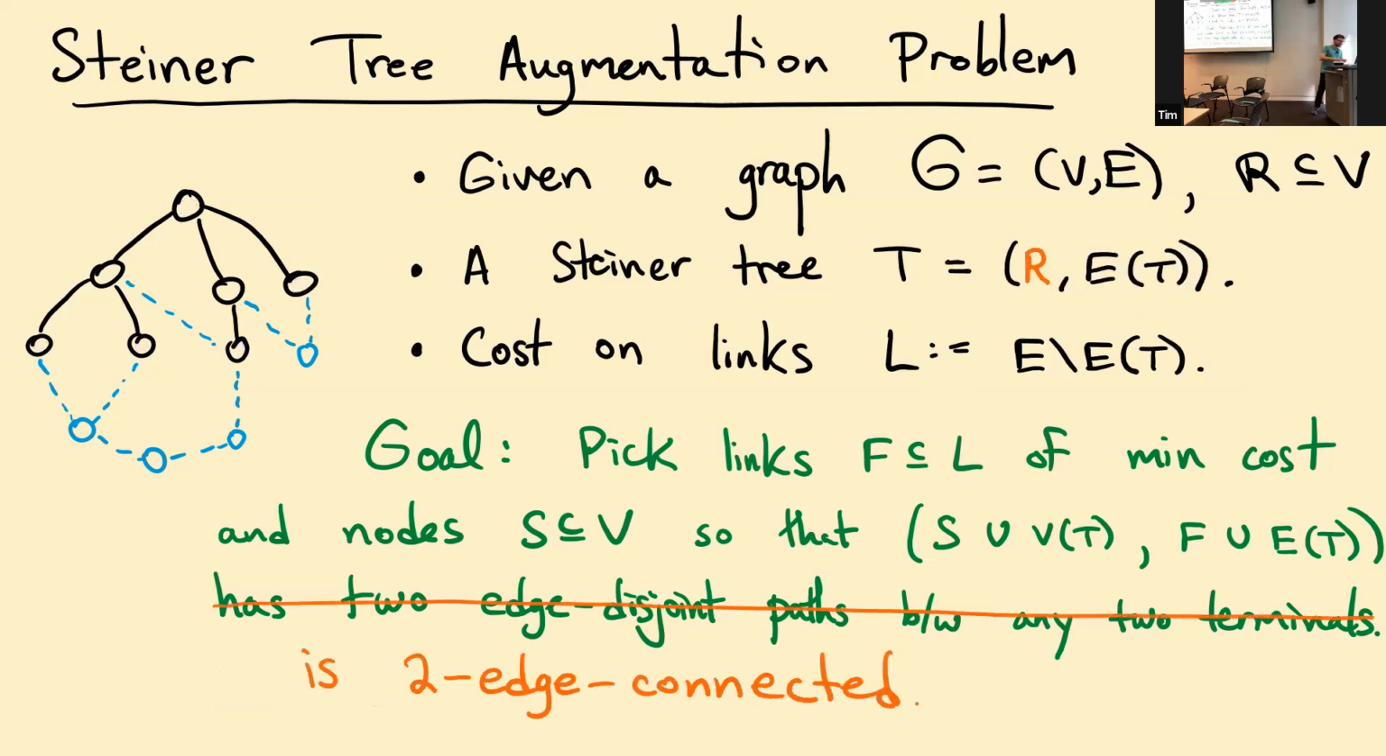So using this, you can make the problem simpler by assuming that in the given tree, all of its nodes are terminals. So we're given a tree and all of those nodes are terminals, and then we just need to add in links and nodes so that it's now two-edge connected.